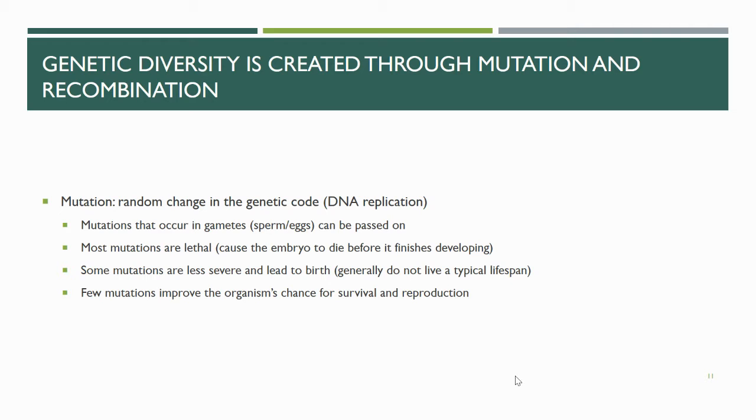Genetic diversity is created through mutation and recombination still. A mutation is a random change in the genetic code that may occur during DNA replication. Mutations that occur in gametes can be passed on to future generations. A lot of mutations are lethal, which causes the embryo to die before it finishes developing, because that embryo would not be suitable for living. Some mutations are less severe and lead to birth, but might not lead to a typical lifespan. Few mutations improve the organism's chance for survival and reproduction, and those are the ones that end up being the norm at some point later on within a population.